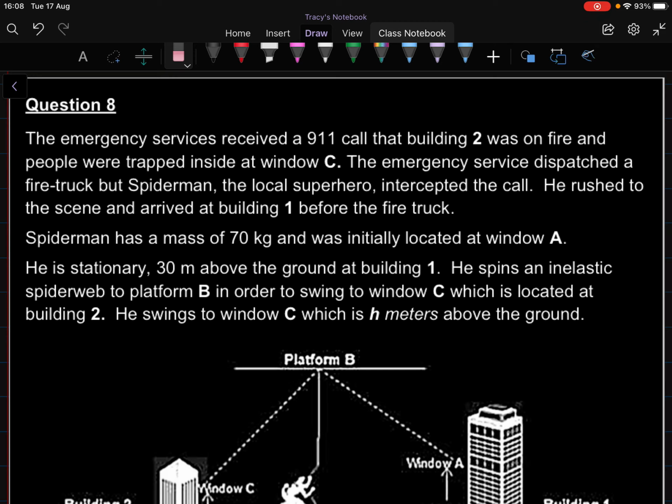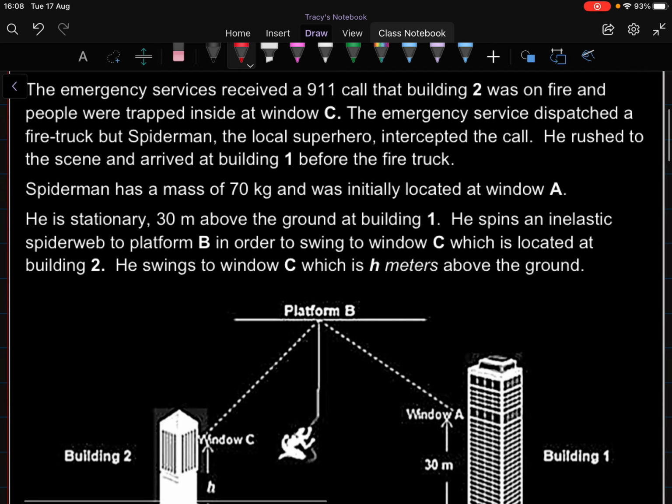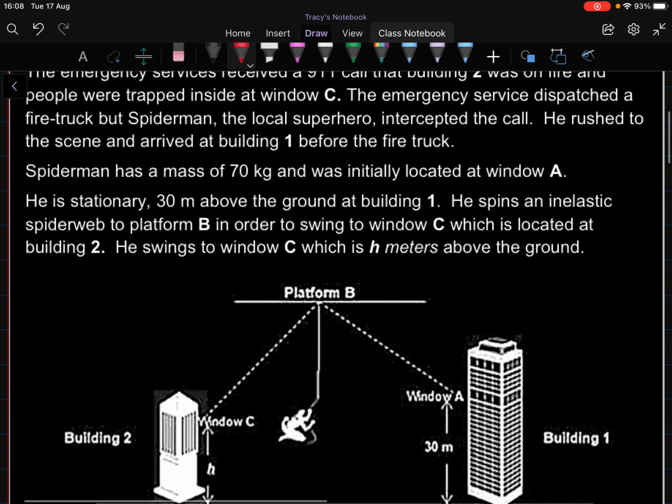So, they tell us the emergency services received a 911 call. That's obviously America. That building 2 over here is on fire, and the people were trapped inside a window. The emergency service dispatched a fire truck, but Spider-Man, the local superhero, intercepted the call because he's a superhero. He rushed to the scene and arrived at building 1 before the fire truck. So we've got this scenario.